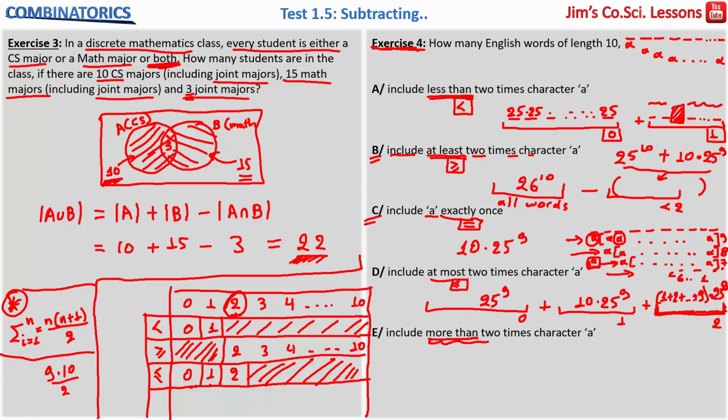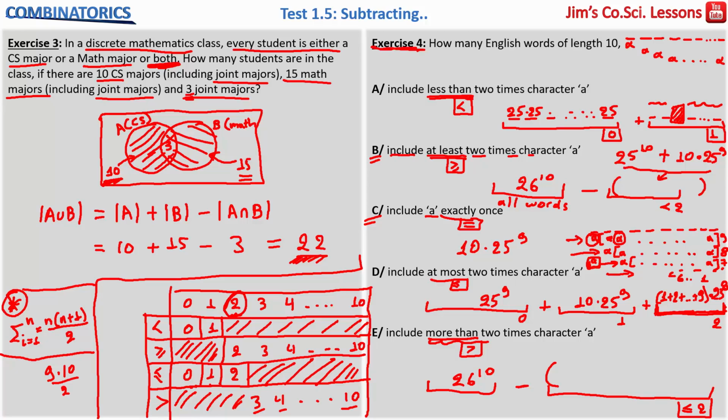Include more than 2 times character A, so I have a greater sign here, and this means strictly greater than 2, so all these are forbidden, and I'm going from 3 to 4, etc., up to 10. Again, now you can understand how difficult it would be for me to count all these cases, and negation comes to my mind again. So from all words that are 26 in the power of 10, I'm going to subtract the opposite, and the opposite of more than 2 is at most 2. So the solution to the previous exercise, exactly as it was, goes here.